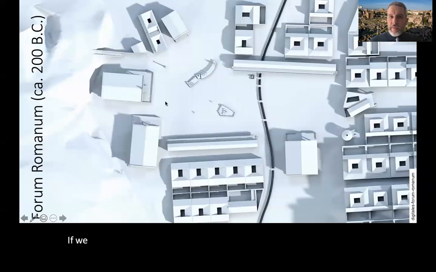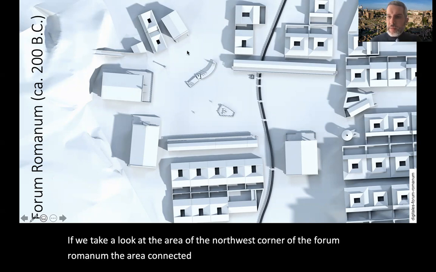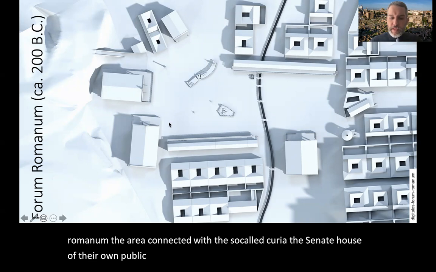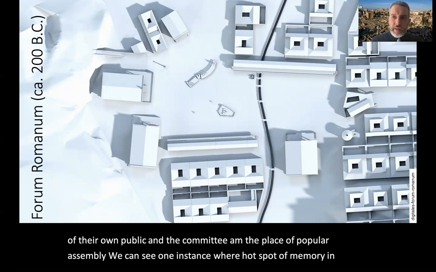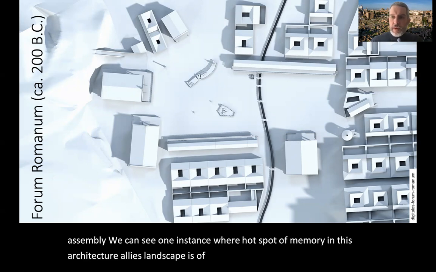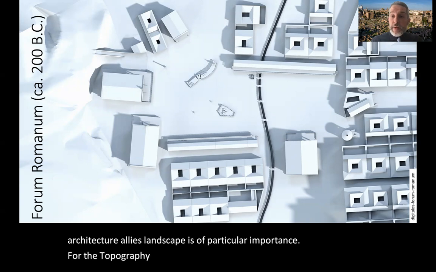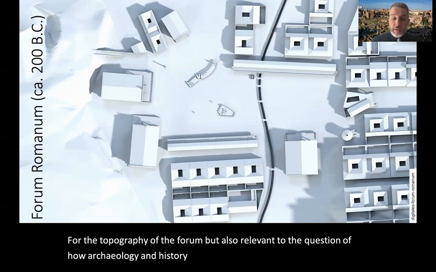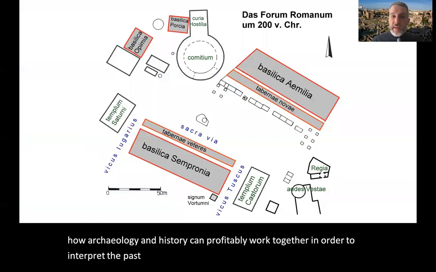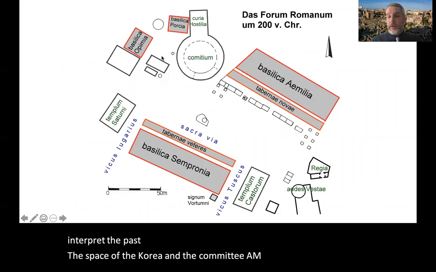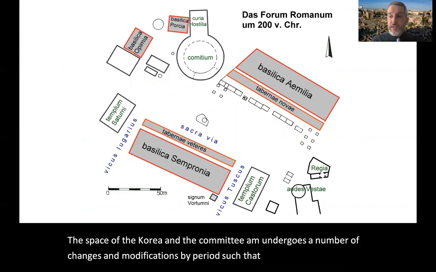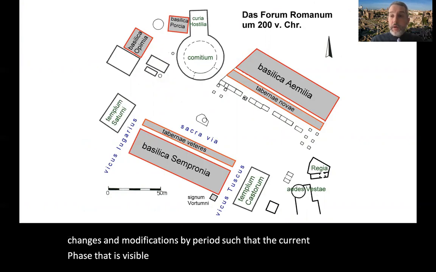If we take a look at the area of the northwest corner of the Forum Romanum, the area connected with the so-called Curia, the Senate House of the Roman Republic, and the Comitium, the place of popular assembly, we can see one instance where a hotspot of memory in this architecturalized landscape is of particular importance for the topography of the Forum, but also relevant to the question of how archaeology and history can profitably work together in order to interpret the past. The space of the Curia and the Comitium undergoes a number of changes and modifications by period, such that the current phase that is visible bears little to no resemblance to the earliest phases of the use of this area.